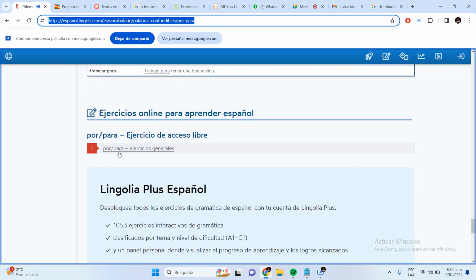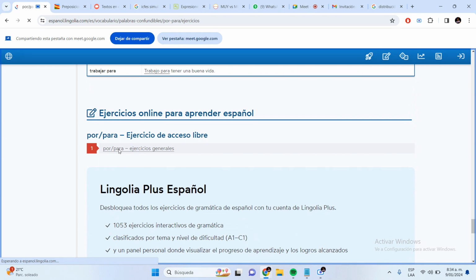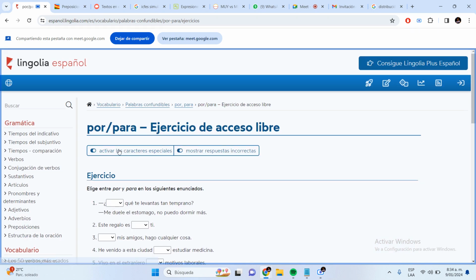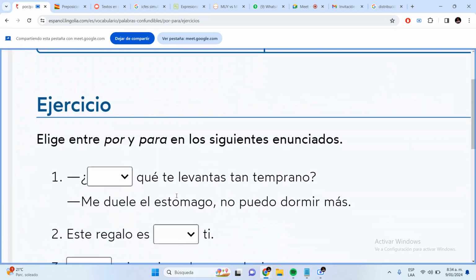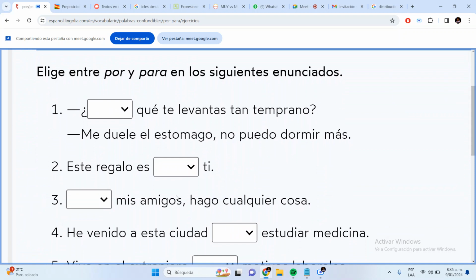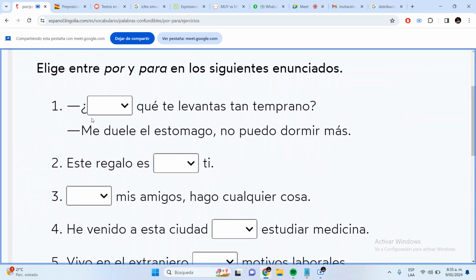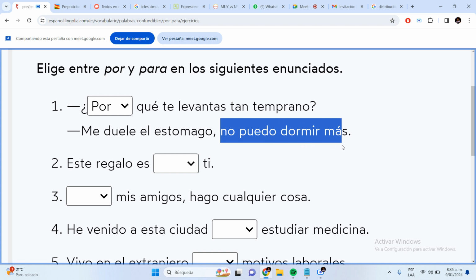Also, there are expressions for para, but yeah. Let's do some exercises with por and para. Okay. So yeah, you have to choose which one. ¿Por qué te levantas tan temprano? Porque yo tengo clases de español. Porque me duele el estómago, no puedo dormir más.